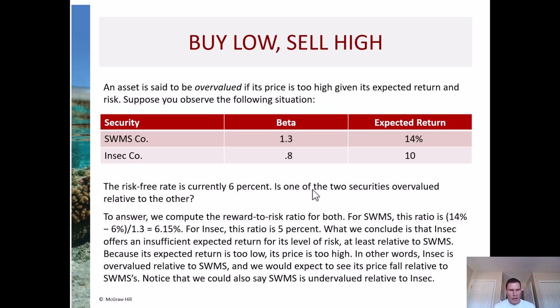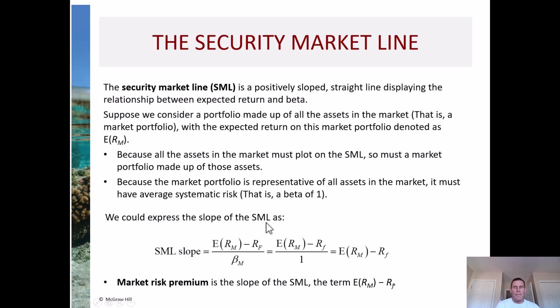So INSEC is kind of overvalued, and then we could say SWMS is undervalued. All right, the securities market line, the SML. This may be something you've heard of. It's okay if you haven't. The securities market line is a positively sloped straight line displaying the relationship between expected return and beta.